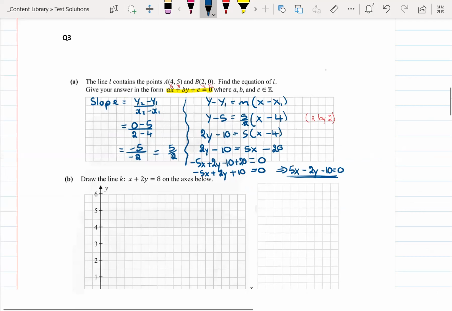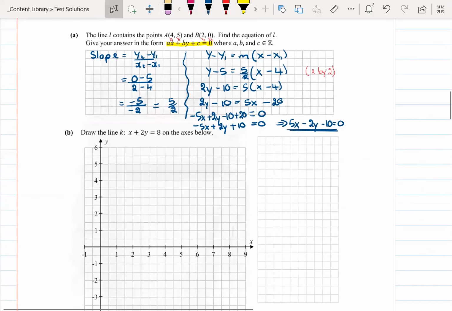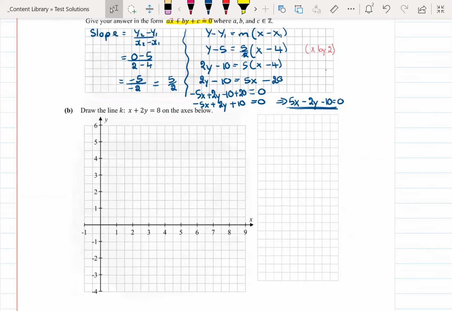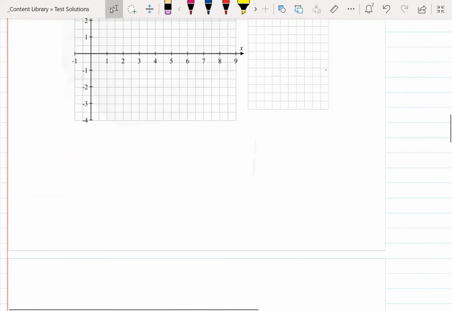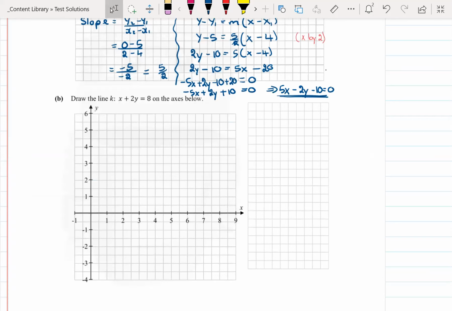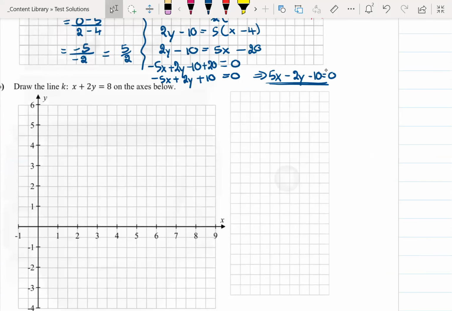Now, in part B, they want us to draw that line. So let's draw that line. The best way to draw that line is to rewrite the line with y on its own on the left-hand side. So you'll remember me doing these. So we have 2y here, bring over that x, it becomes a negative x. We have positive 8 is already there.